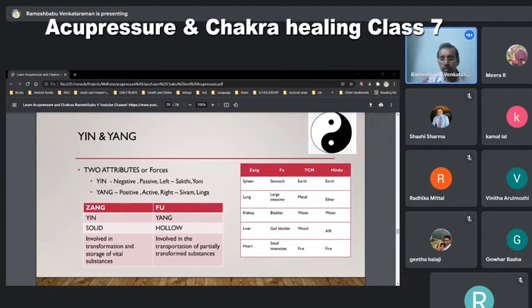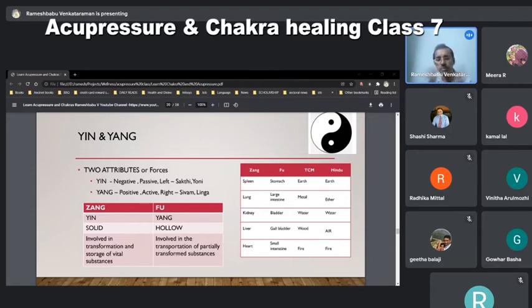You tend to have more yin energy at night, right? Because that's the time when we have to rest. Whereas yang energy is more in the daytime, and these energies keep alternating. Similarly, organs are also classified into two types, Zhang organs and Fu organs. Zhang organs correspond to yin channels, and Fu organs correspond to yang.